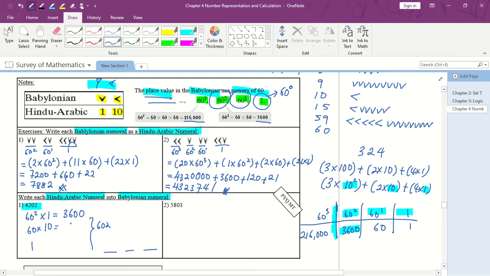So 60 times 10, you know, is 600. And you know that 602 is here, 600 is here, which means that I still need 2 more ones to have 2. So if you try to add up 3600 and 602, you get the answer 4202 here.